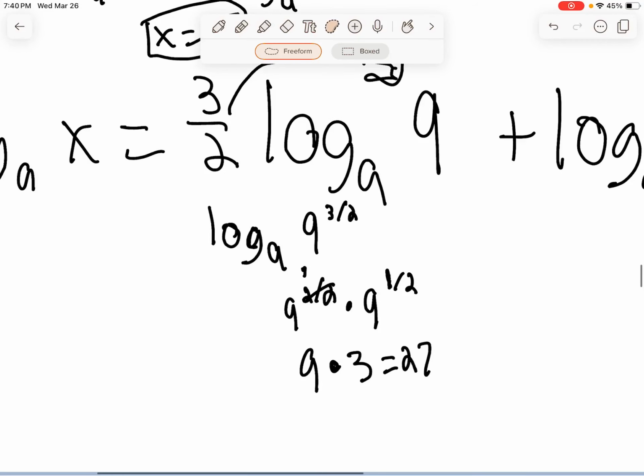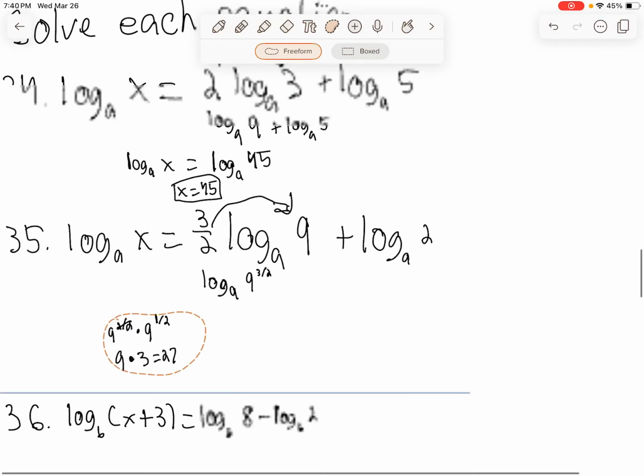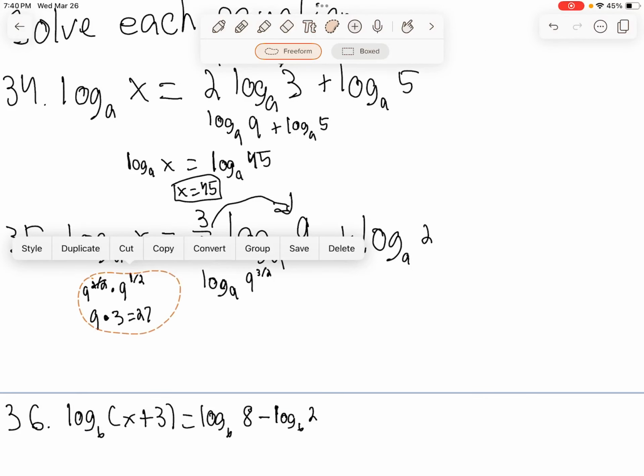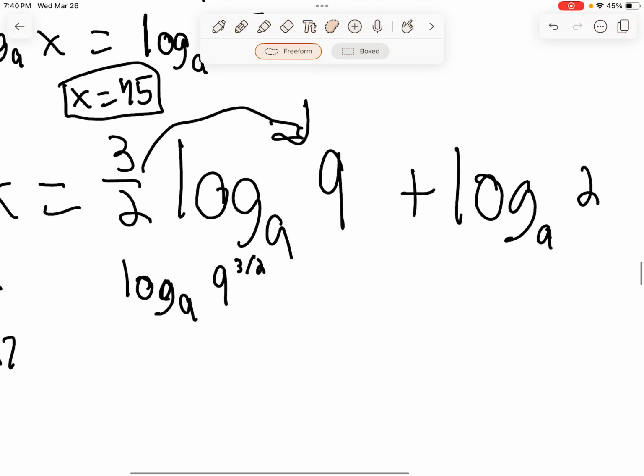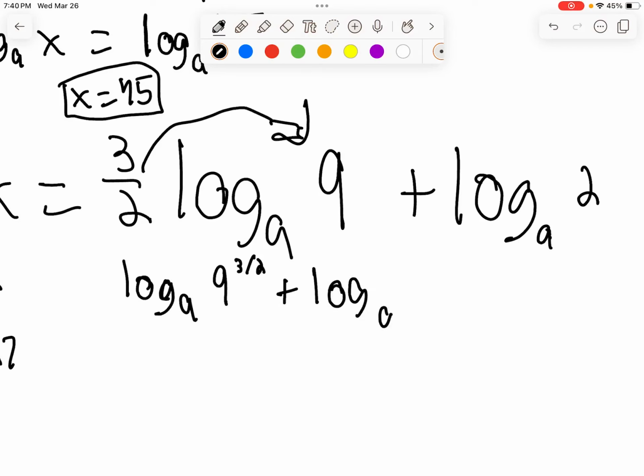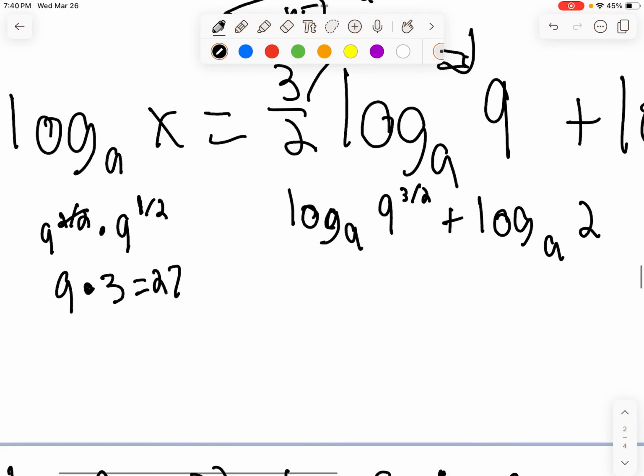I'm going to move all of this over right here, because we're using the original log A of 2. So log A, we got the 27, which I got from what we did.